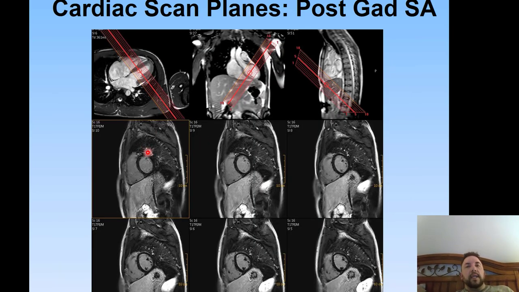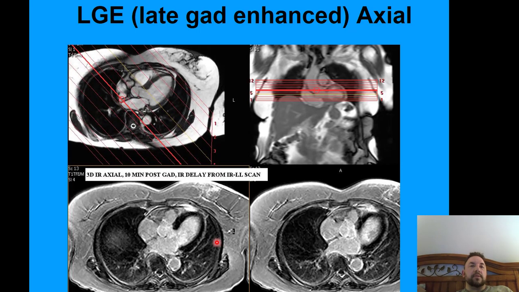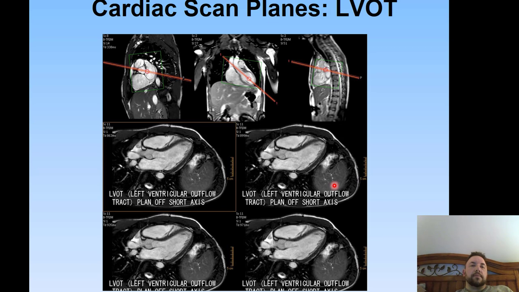Our goal in our post-contrast sequences, our late gadolinium enhancement, is to have this nice dark myocardium, and that's the way we get the most optimal images. So late gadolinium enhancement is what gives us the most optimal images through that region of interest.